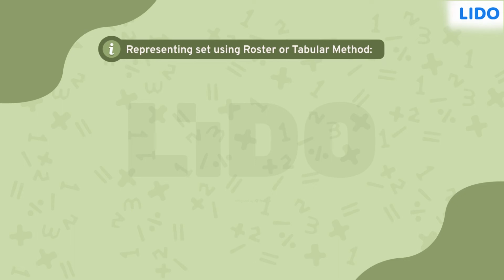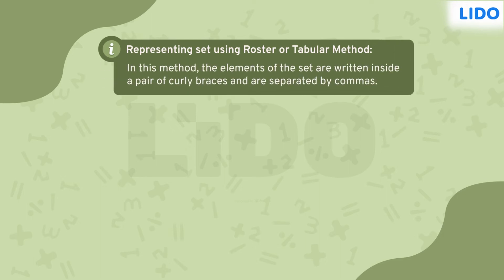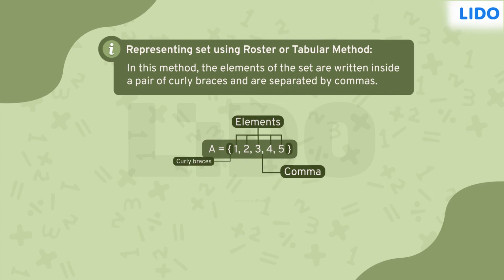Now let's use the same example for the set and represent it using the next method, that is roster or tabular method. In this method, we write each element inside the braces and use a comma to separate the elements of the set. Here, the set of the first 5 natural numbers is written like this. Notice that each number is separated by a comma and all the elements are enclosed within the curly braces.